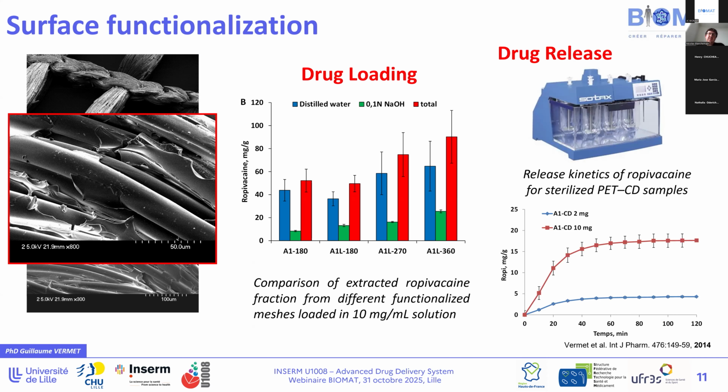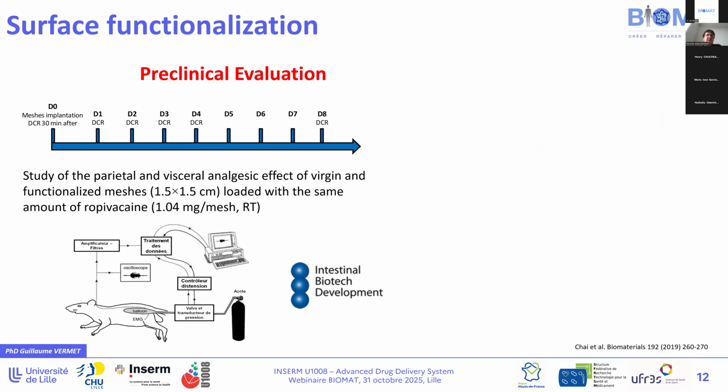After that, we perform some drug release. In this case, we use a paddle system in order to evaluate the release of the drug. We have this system in PBS, and at each time we remove a part of the medium and analyze it, and you can see the release profile that we can obtain with two concentrations of ropivacaine. These are the two concentrations available in a clinical hospital, because we would like the surgeon to impregnate the meshes just before implantation to the patient.